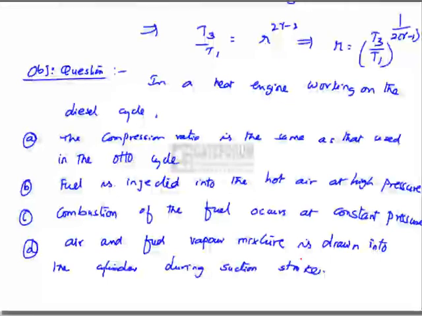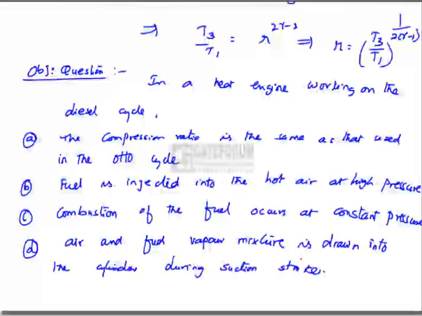Now if you look at the options that were given here, the compression ratio of the diesel cycle would not be the same as that of the Otto cycle, because in the naturally aspirated diesel engine or compression ignition engine, the compression ratios employed vary between 16 to 22, whereas the compression ratios of Otto cycles vary in the range of 5 to 10. So A cannot be the answer.